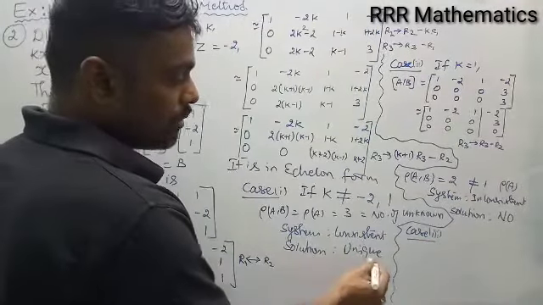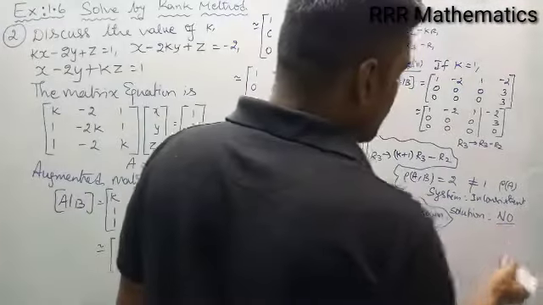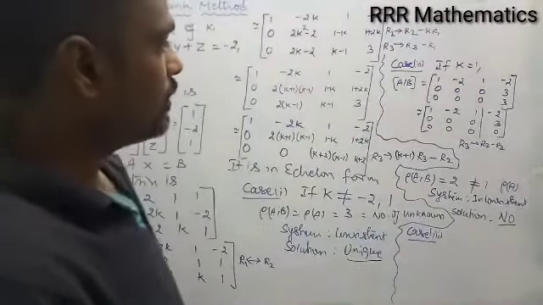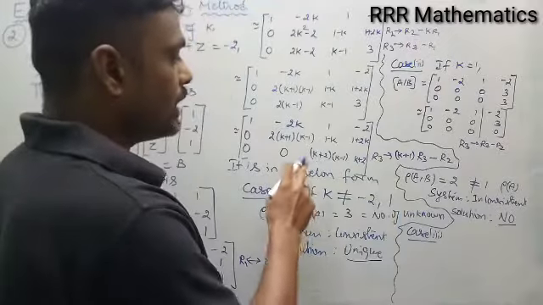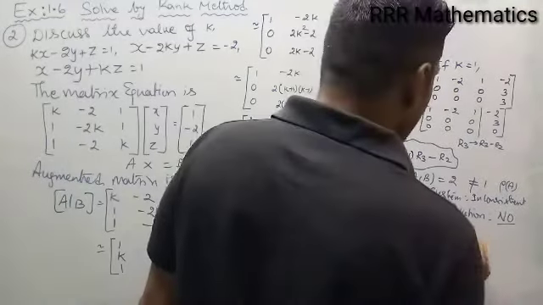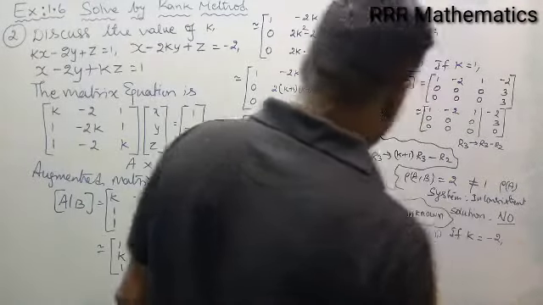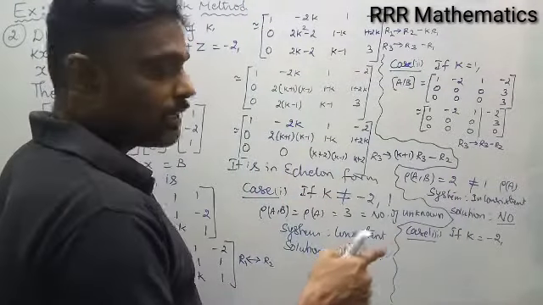We discuss unique solution, we discuss no solution, then infinitely many solutions. For infinitely many solutions, a complete row will vanish. Okay, I will take k equal to minus 2. If k equal to minus 2, what happens? I am taking a particular value.